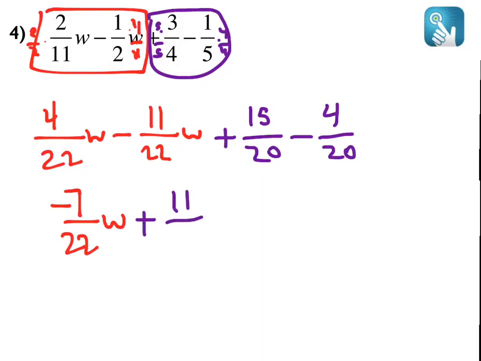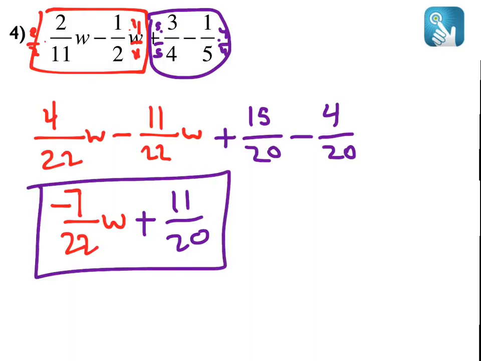Positive 11 over 20. Again, making sure you put that positive sign in the middle, otherwise it just looks like 2 fractions sitting next to each other, which is not an expression. Okay, any questions about this? Please do number 5 and 6, both of those on your own then.